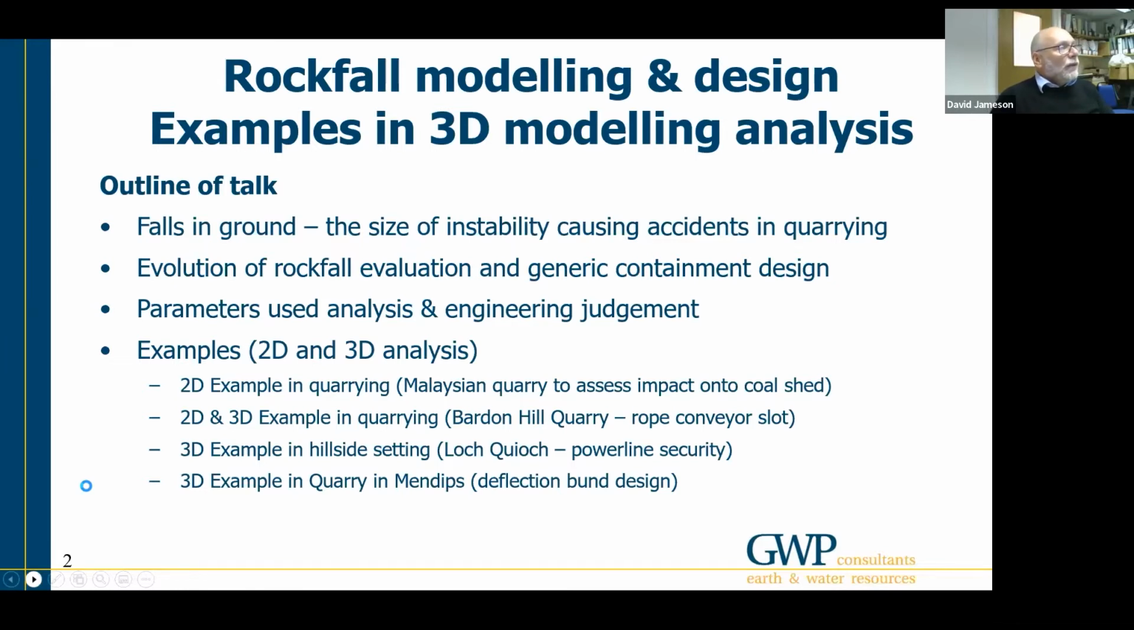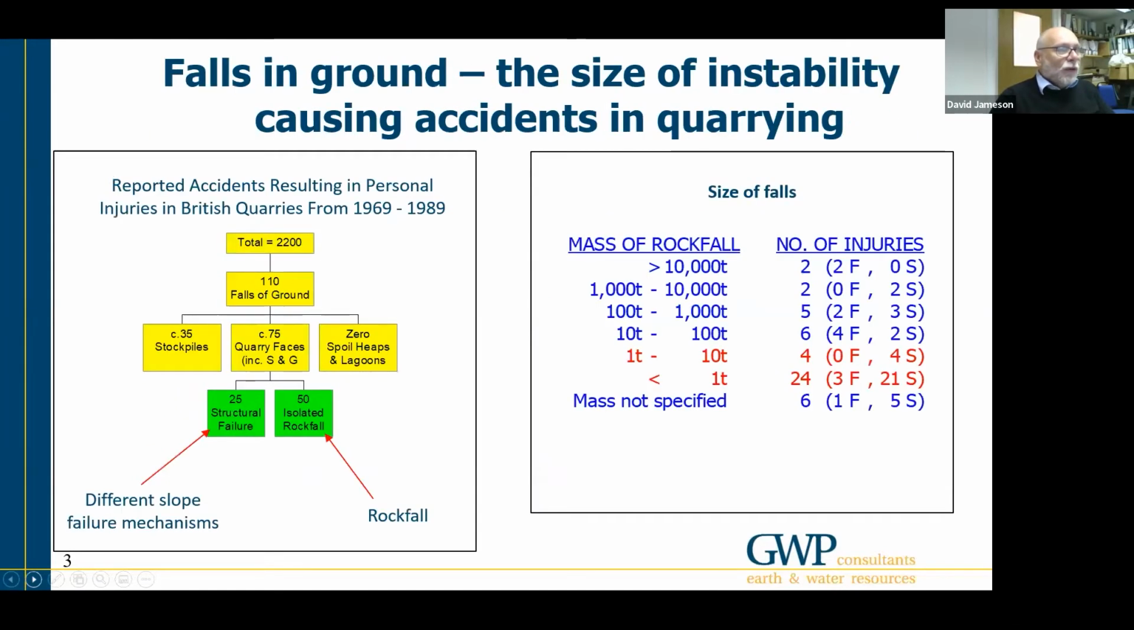So why do we want to actually look at rockfall in and around the quarrying environment? Well, for the statistics that I have available, where it breaks down rockfall incidents into structural failures or isolated rockfall events, you see that of the total number of incidents which were recorded in British quarries between 1969 and 1989, there were about 5% of all of those incidents resulting in accidents were from falls of ground.